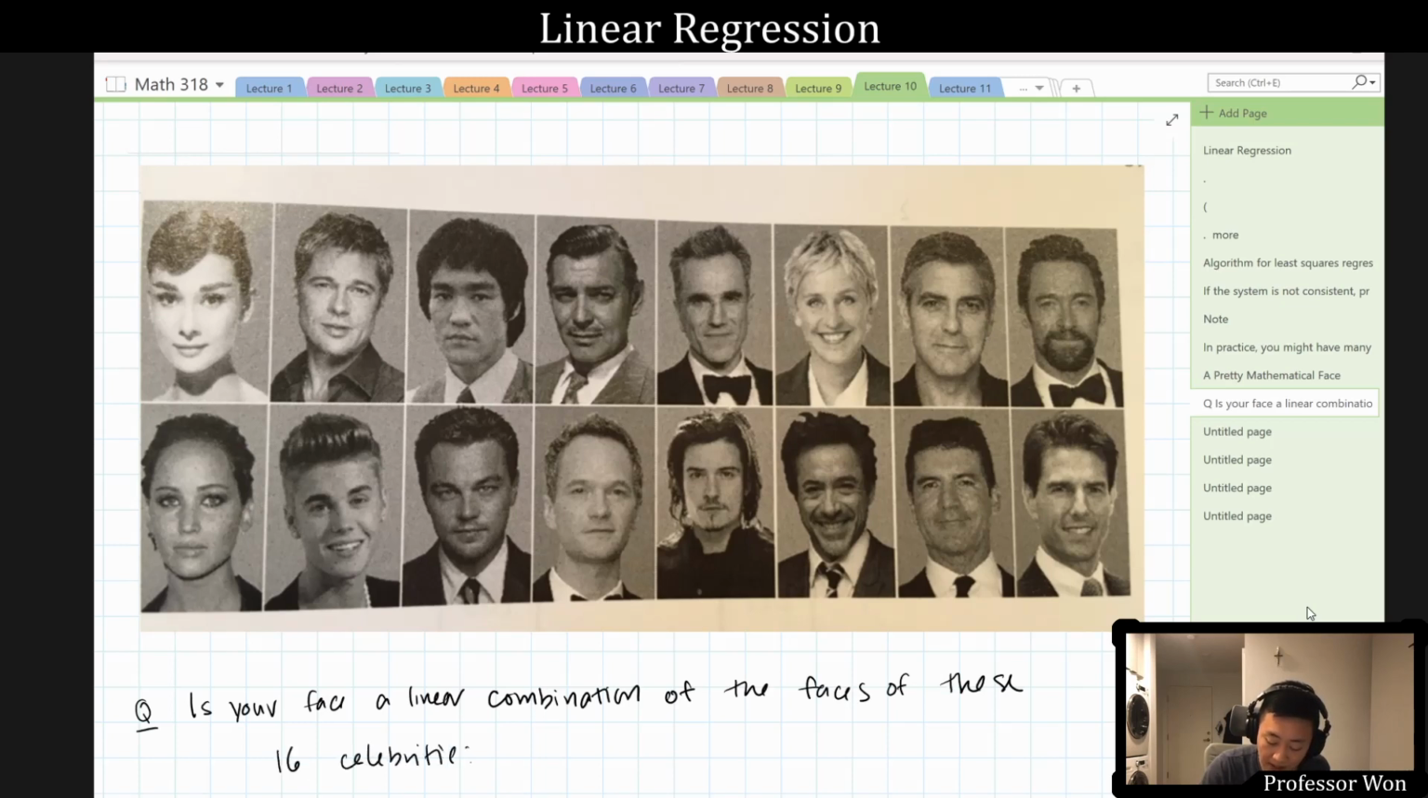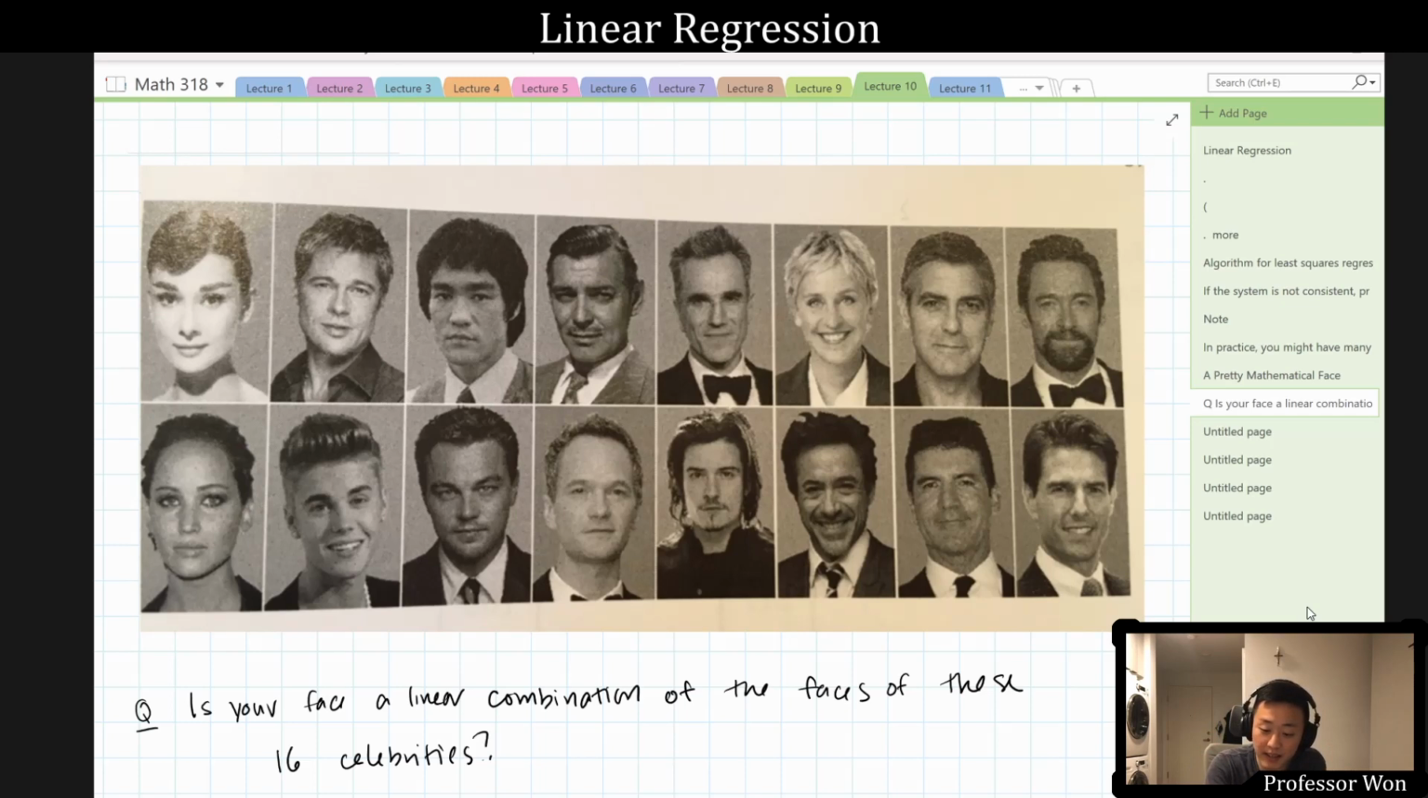Okay, so what do I mean by that, and how do we figure this out? I can recognize some of them. Maybe I could recognize all of them, actually. Even I can recognize all of them, so hopefully you can recognize them. So how do you do this? How could you even start to answer this question? Well, first we need some vectors, right? Your face I need to turn into a vector, and these faces I also need to turn into a vector before I can answer the question, is your face a linear combination of these faces?